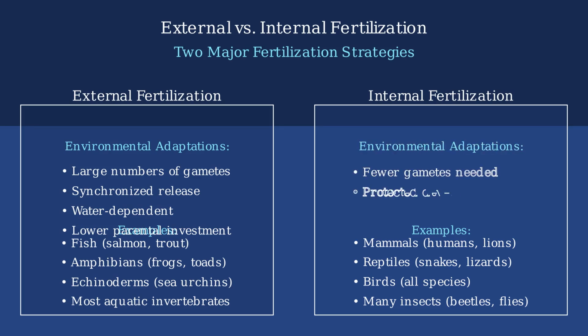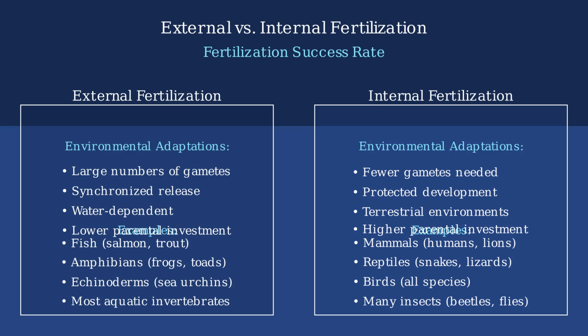Internal fertilization adaptations include specialized reproductive organs, fewer gametes, and protected embryonic development. This strategy allows animals to thrive in terrestrial environments and often involves higher parental investment. The two strategies have different success rates and trade-offs. External fertilization typically has lower success rates per gamete, while internal fertilization is more efficient but requires more complex adaptations. These different fertilization strategies represent evolutionary adaptations to specific environments and ecological niches, each with its own advantages and challenges.